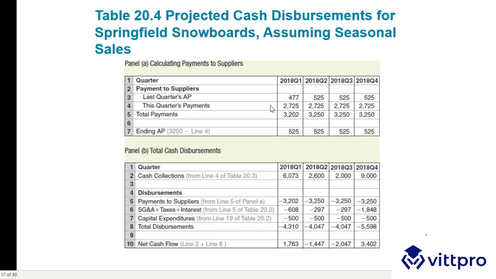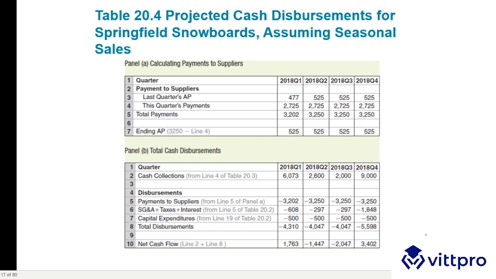So the supplier ledger says that the previous balance is 477. This quarter's payment is 2700. So total payments that we are making is 3200. So that's how you will see the balance, right? And then you are ending. This is how you calculate the cash budget.